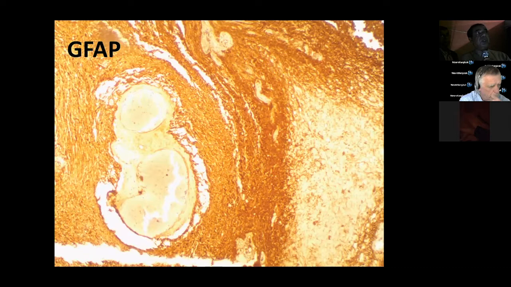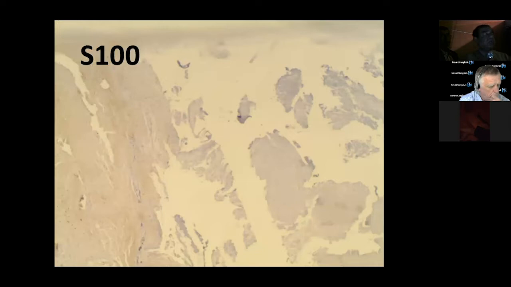This is S100. I did S100 because S100 usually stains nerves. But remember, this is not nerve tissue. The optic nerve is brain tissue. So this should be negative, and it is negative in this case.